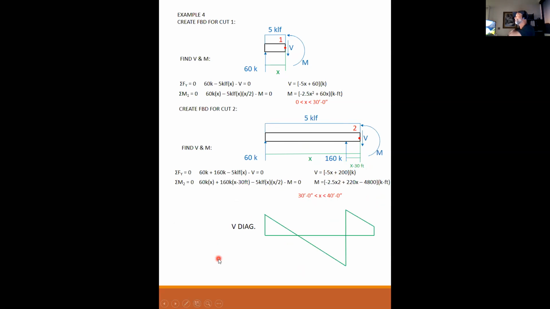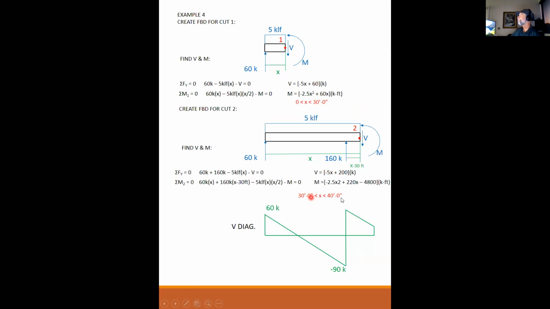All right, so now we need to draw the shear diagram. This looks kind of complicated and nasty, maybe, but it really isn't. All you have to do to draw this is look at the extremes of your ranges here. The shear is linear, so all you need to do is plug in 0 and you get 60 here. Plug in 30 into here and you get minus 90 kips.